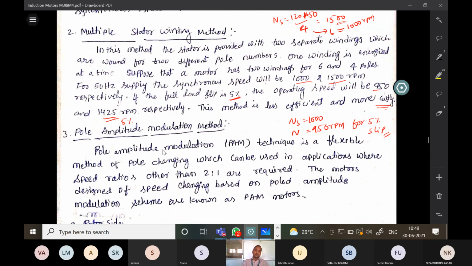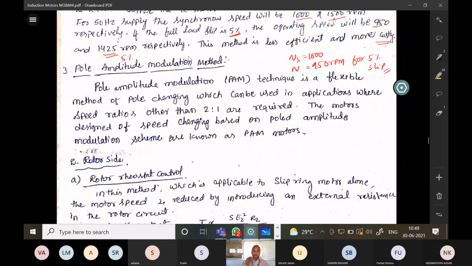So we can move towards another method, the pole amplitude modulation method. It is a flexible method of pole changing which can be used in applications where speed ratios other than the 2:1 of the previous method are required. The motor designed for speed changing based on the pole amplitude modulation scheme is known as a PAM motor. So this is the different motor available. There is no further discussion about this.